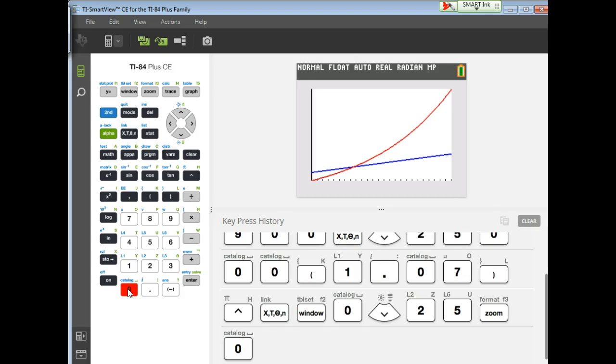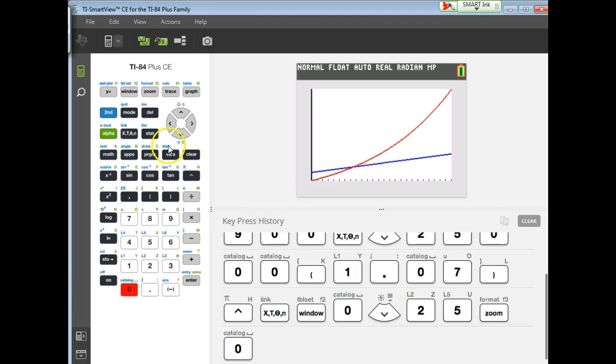So zoom and then 0, or you can scroll down to where it says zoom fit. So I can see visually that Warren will eventually overtake Judison, but I got to figure out when that point is. So if you can find the intersection point, you'll have a really nice, easy to find answer.